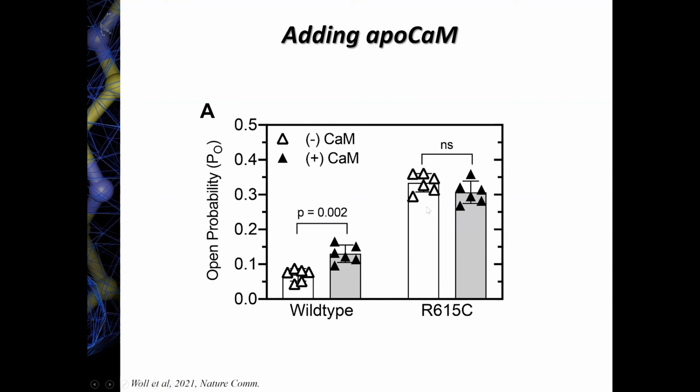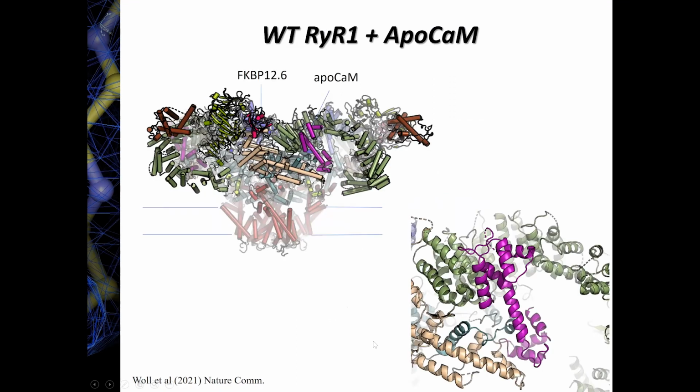But oddly enough, that's not the case for the disease mutant. In fact, with the disease mutant, if anything, you might actually have a decrease in open probability, although that's not statistically significant. So anyway, we wanted to investigate this structurally and also hoping to capture some additional conformational states of the Ryanodine receptor. And this is actually what we were able to do.